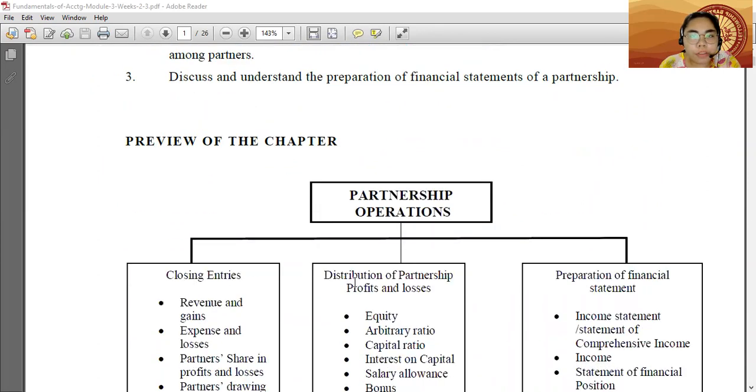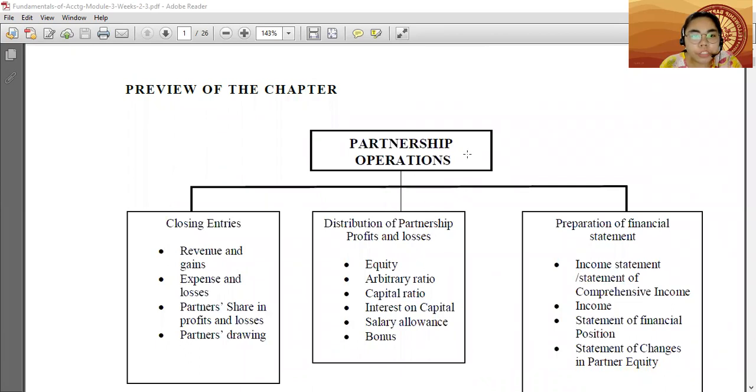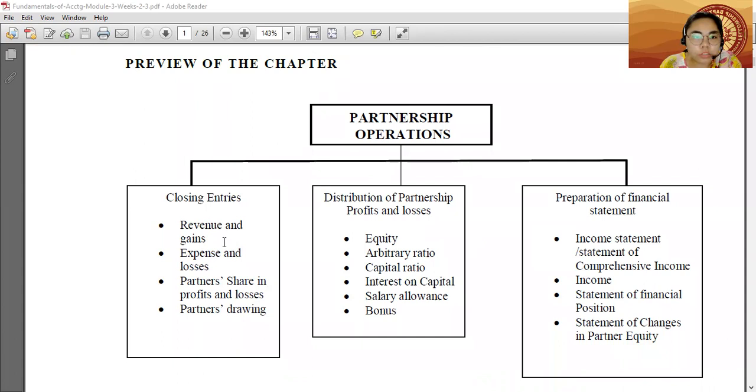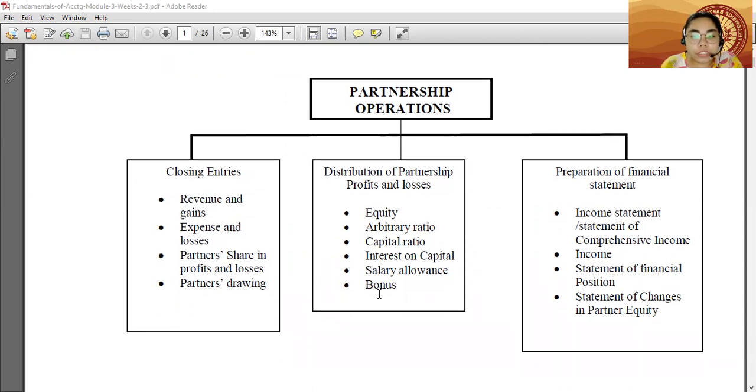First, we have here the preview of the chapter. Under partnership operations, we have the closing entries, the distribution of partnership profits and losses, and preparation of financial statements. Under the closing entries, we have the revenues and gains, expenses and losses, partners' share in profits and losses, and partners' drawings. Under the distribution of partnership profits and losses, we have the equity, the arbitrary ratio, capital ratio, interest on capital, salary allowance, and bonus. And for the preparation of financial statements, we have the income statement or statement of comprehensive income, and the statement of financial position, and statement of changes in partners' equity.